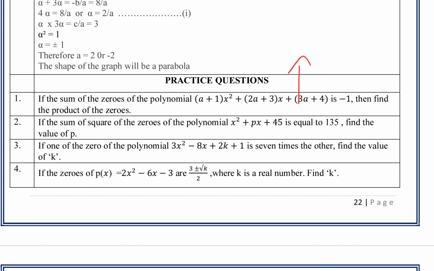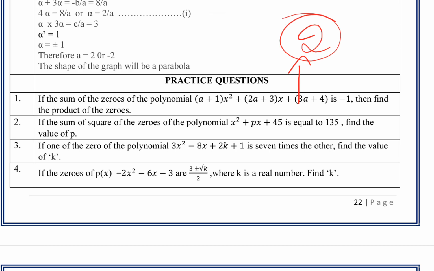If the sum of the zeros of the polynomial (a plus 1)x square plus (2a plus 3)x plus (3a plus 4) is minus 1, then find the product of the zeros. The product of the zeros is 2.